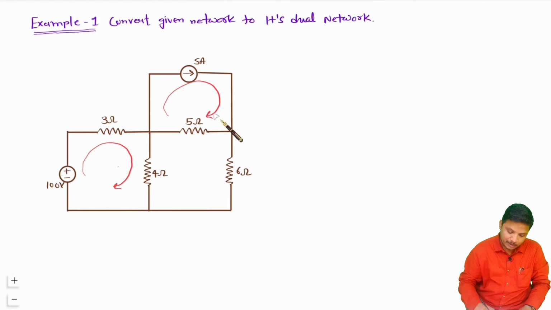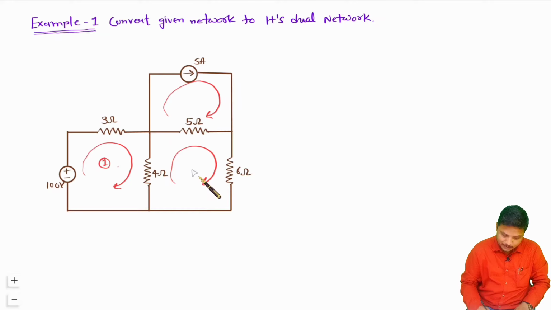I'm making loops over here, you see, and all the loops that I have considered are in clockwise direction, right? Now with each loop I should give numbering, and those numberings are nodes. So this is number 1 node, let us say this is number 2 node, let us say this is number 3 node, and I need to provide one reference node outside. So here I am providing one reference node outside.